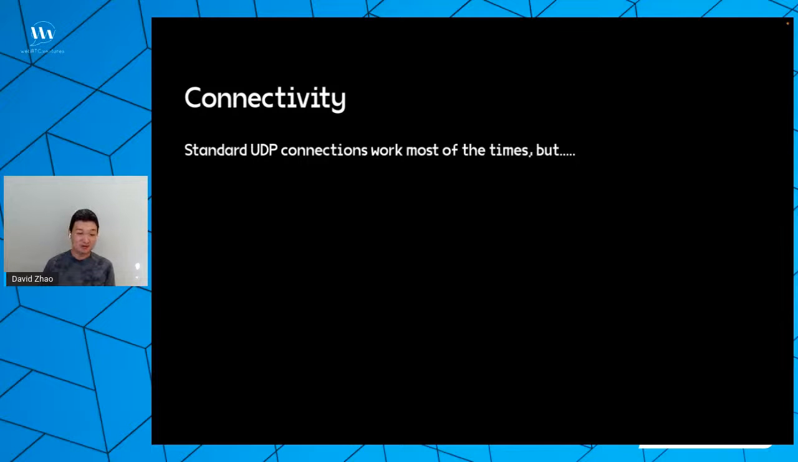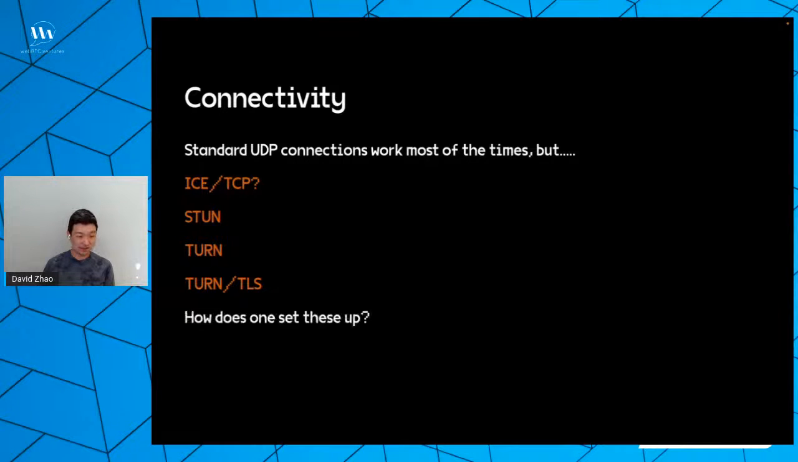But as you dig deeper, you start seeing all these terminologies: ICE, TCP, STUN, TURN, and what is this TURN/TLS thing? How do these things fit together, and how does one set them up? It turns out there are separate servers and different components that you need to build, and you have to coordinate how they work between the clients.